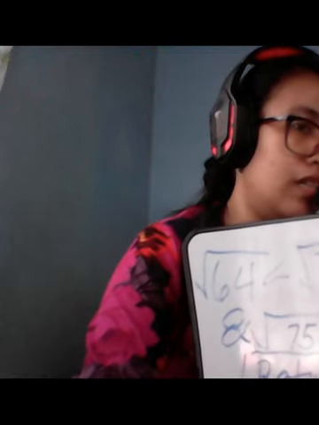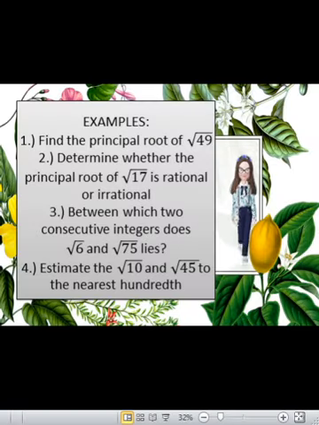Okay, for the final example, the question is to estimate. On the third example, we just give the two consecutive integers. But on this one, we will give the estimated square root since it is an irrational or not perfect square number. So we have here two examples, the square root of 10 and the square root of 45.